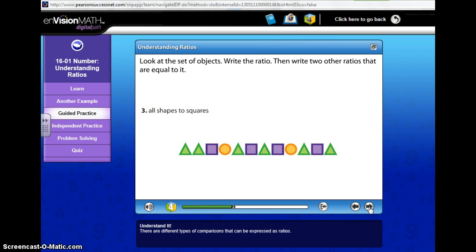Next one. All shapes to squares. All shapes to squares. Emma? 12 to 4. Can that be reduced? Oh, who has the big mouth? Shocking. Dathan? 3 to 1. We divided both the top and the bottom by 4, 3 to 1.